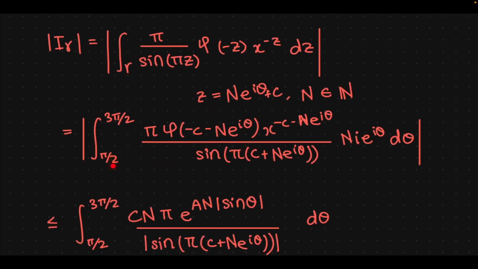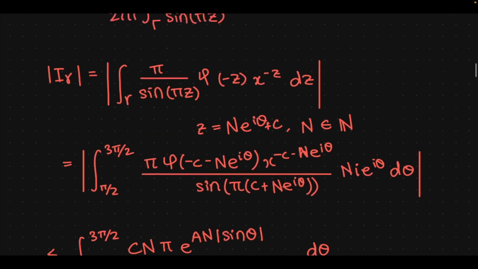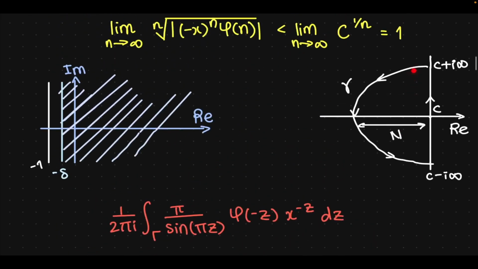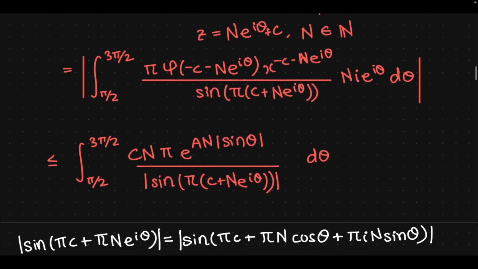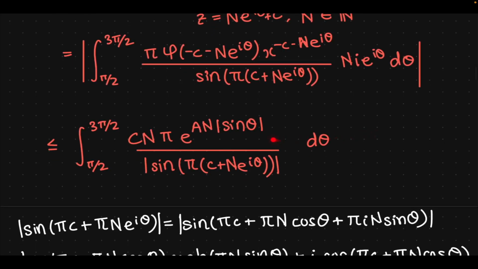Then the bounds of integration are from pi over 2 to 3 pi over 2, because we're going from pi over 2 all the way around to 3 pi over 2. The integrand is pi times phi of minus c minus N e to the i theta, x to the minus c minus N e to the i theta, divided by sine of pi times c plus N e to the i theta, times N i e to the i theta d theta. This is just substitution of the new variables.